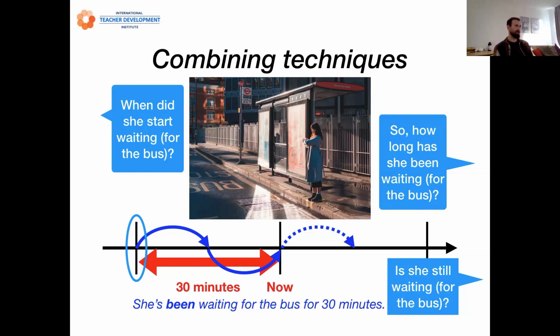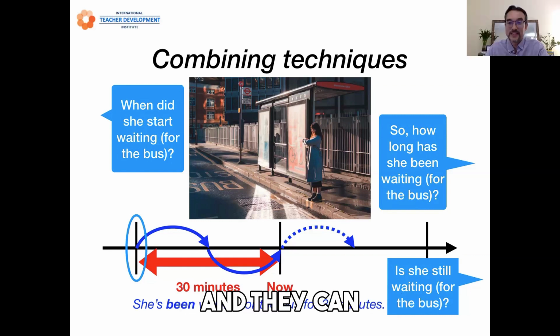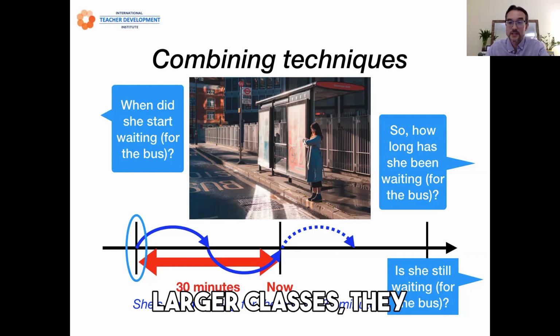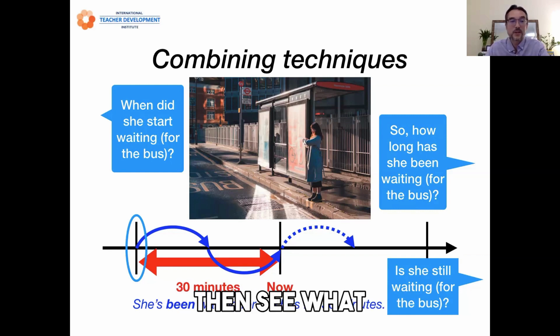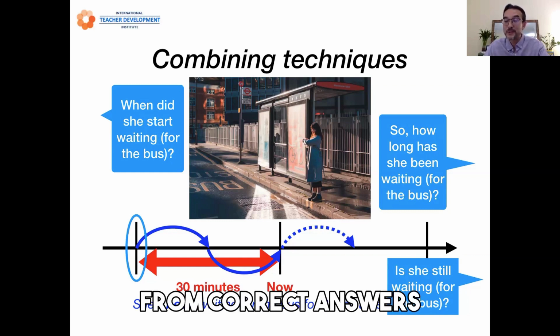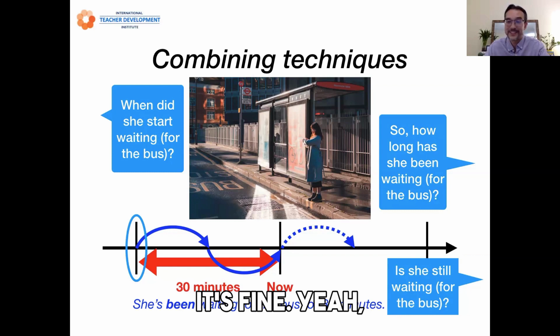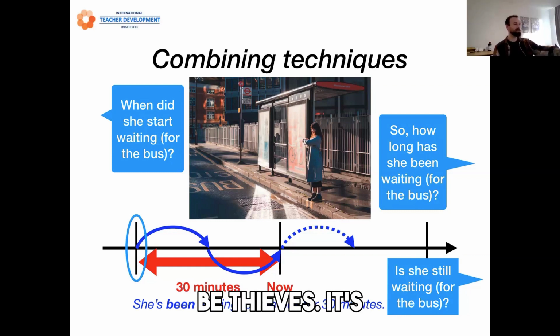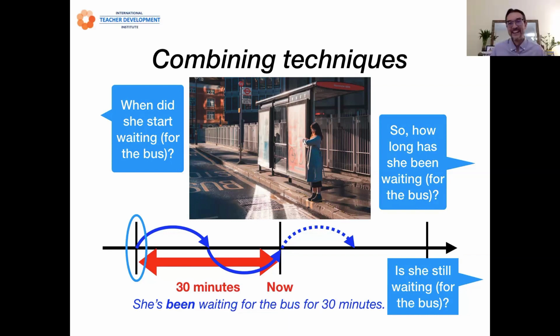It depends. Yeah, I love it, definitely. And they can get working together. And in my larger classes, they can do it in groups and then see what other groups did. And then sometimes they just go around and they're like, oh yeah, we made a mistake. And I say steal correct answers from each other. It's fine. Yeah, I do that as well. Steal, be thieves. It's okay here. It's a safe space.